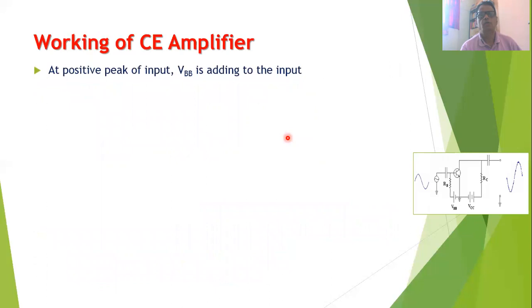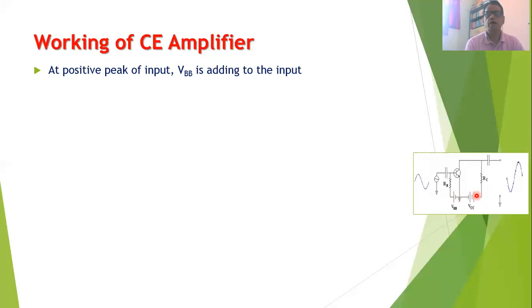Now let us see how this amplifier works. Now initially you will find that this resistance RB, RC, these batteries VBB, VCC are so adjusted that the Q point of the transistor will be at the center of the DC load line. And when the Q point is at the center of the DC load line, then this will ensure that the transistor will always remain in active region.